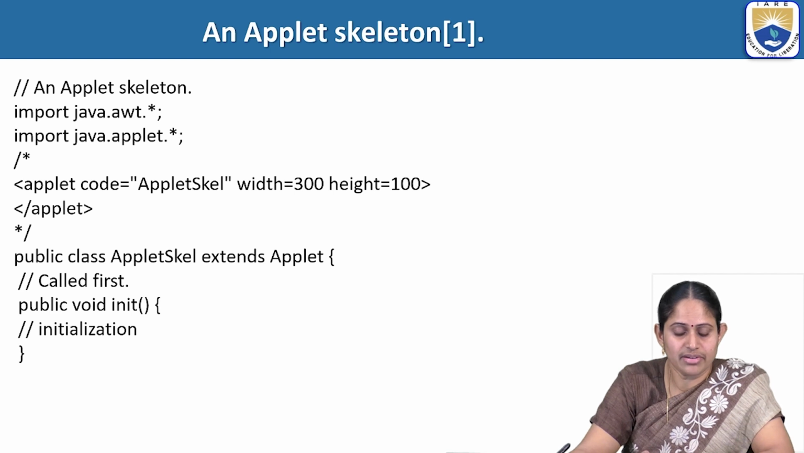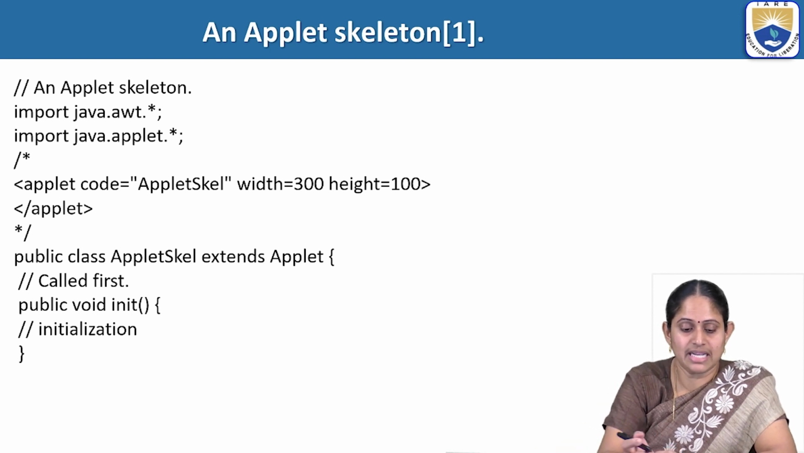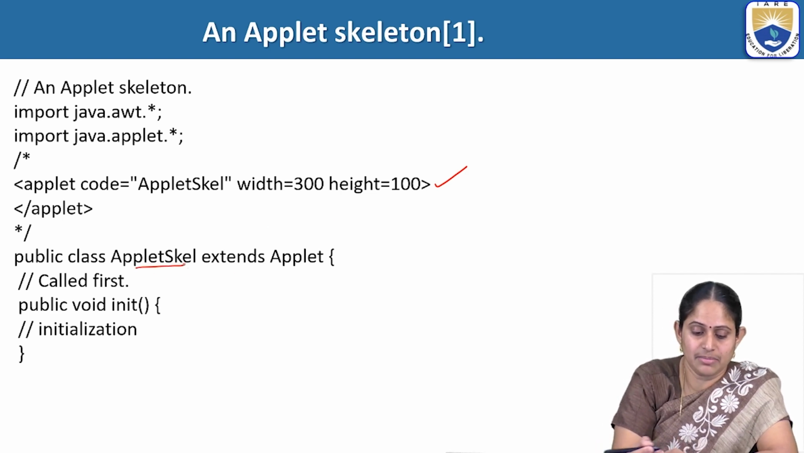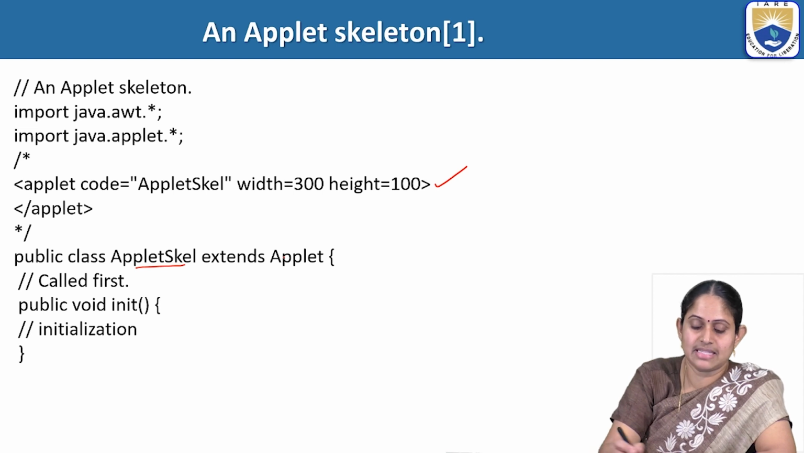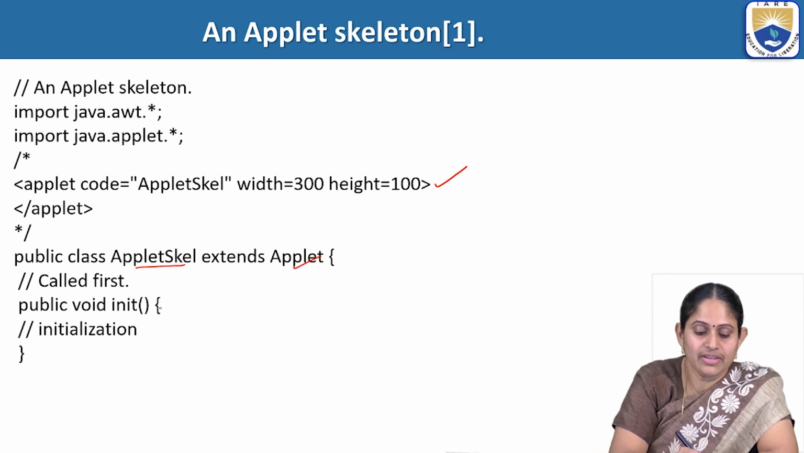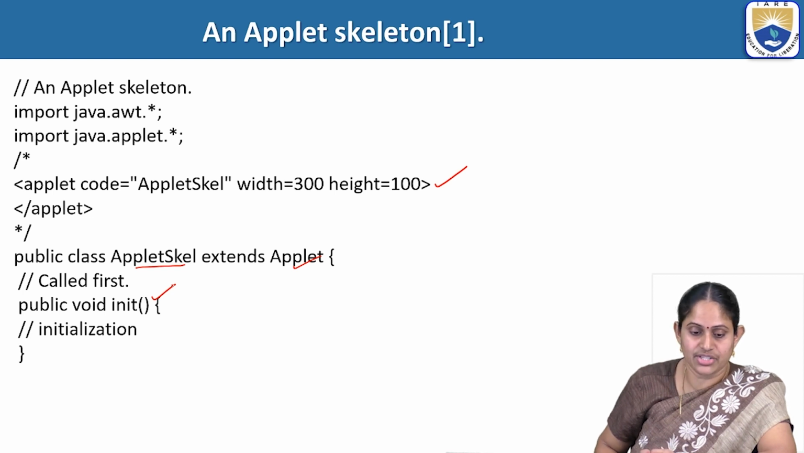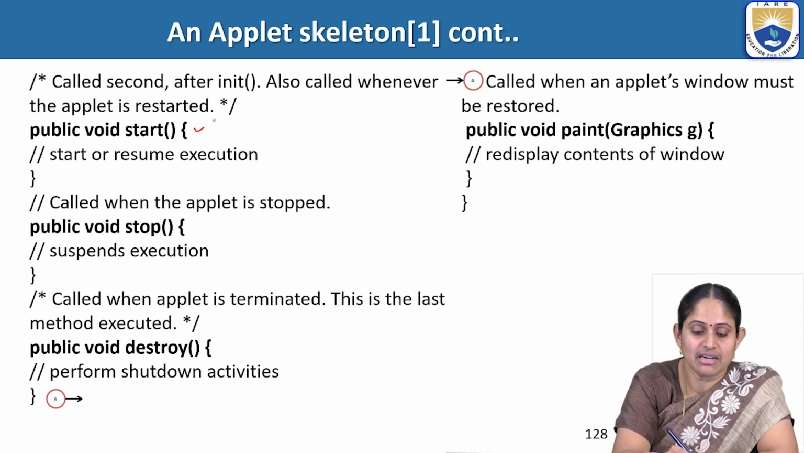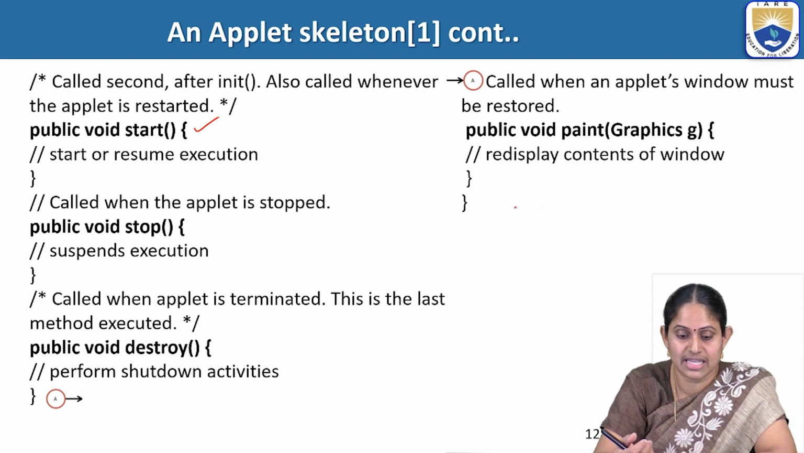Now, this is the general structure of an applet skeleton. We have this applet code, which is HTML based, and we have the applet class, which extends the applet. And we call our init method initially, which is meant for initialization. Then we call the start method, which starts or resumes the execution, and it is called after the init method.